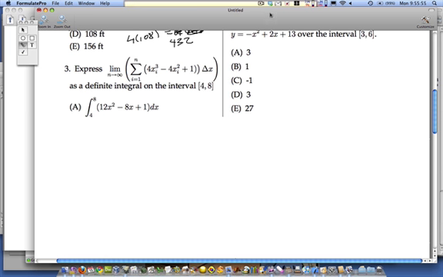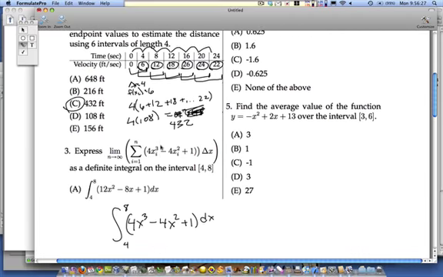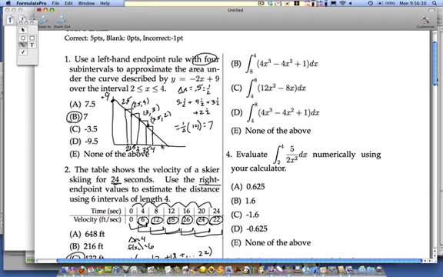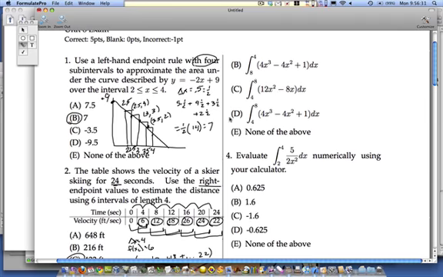Okay. Problem 3. Problem 3 is basically taking a limit of a Riemann sum and turning it into an integral. Okay, and I showed you how to do that a couple days ago. The function equals 4x cubed minus 4x squared plus 1. There's the function. Okay, the integral then starts at 4, the left-hand endpoint, and goes to 8, the right-hand endpoint, dx. Cool, we just got to find what matches that. 4x cubed minus 4x squared plus 1. So it's going to be this one right here. So number 3 is D.